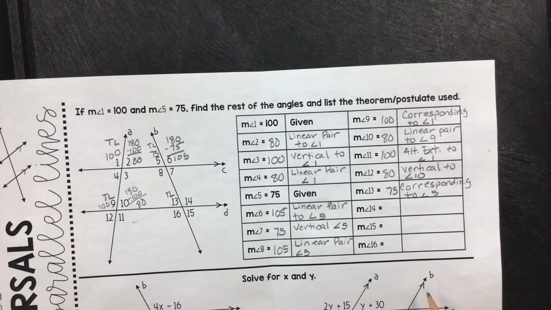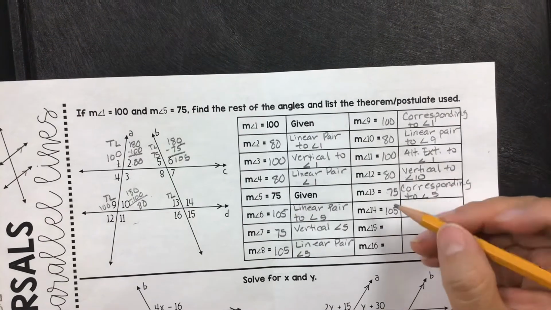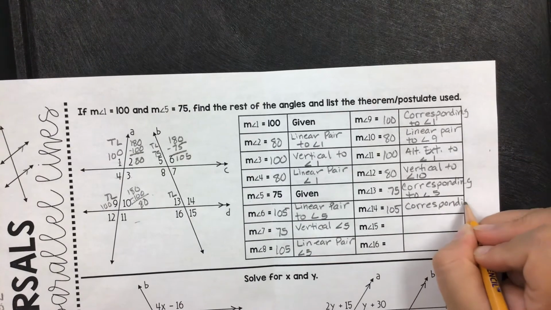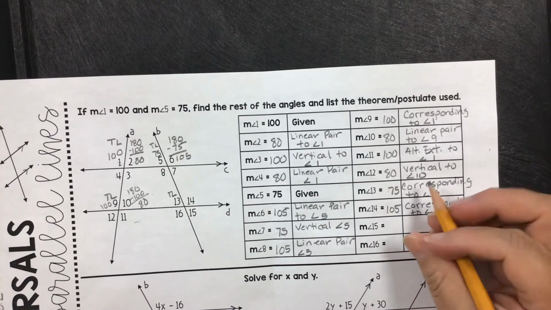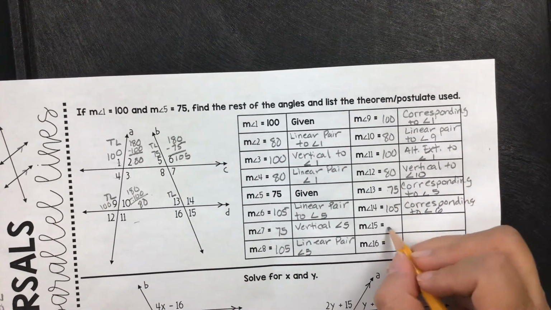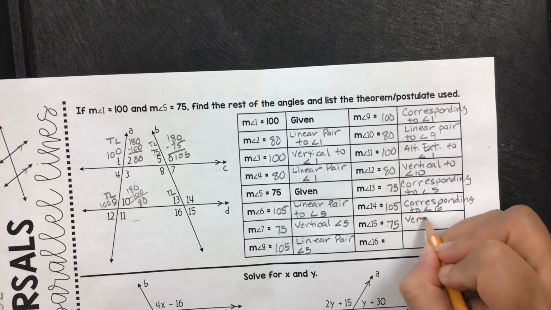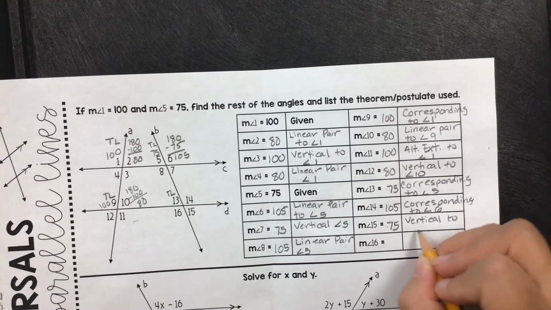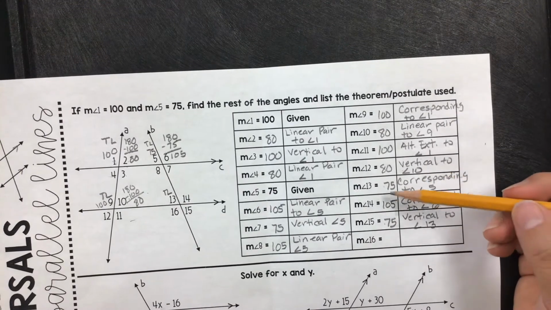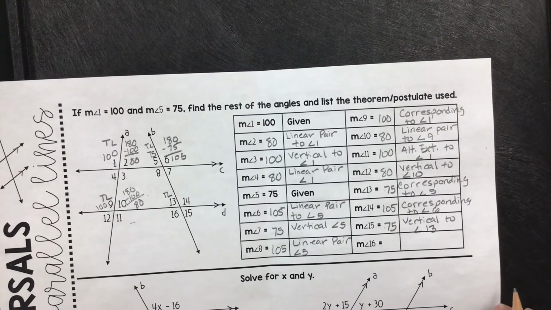14 has to be 105, and the reason that we can say that is it's also corresponding to angle 6. 15 is 75, and we can say it's vertical to angle 13. And since we know that it's 75 and they're equal, that's how this one could be 75.